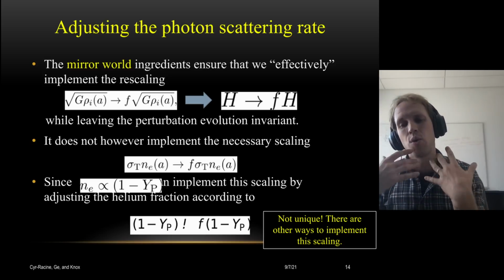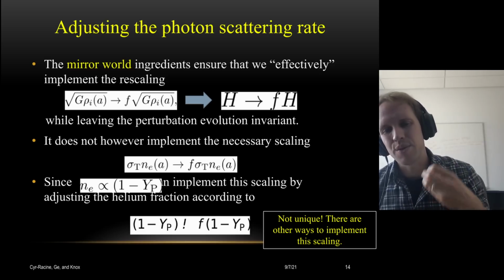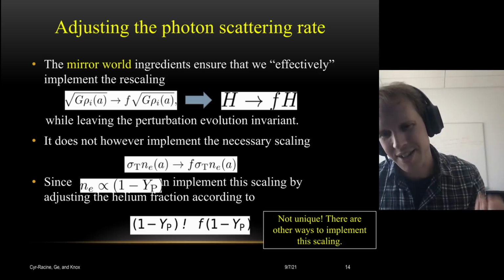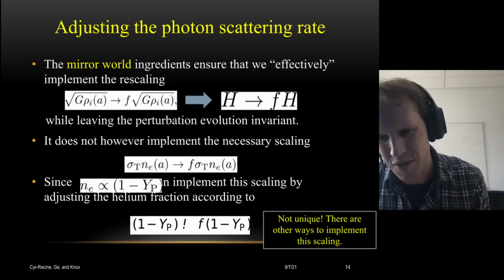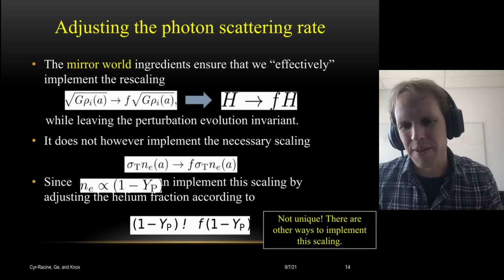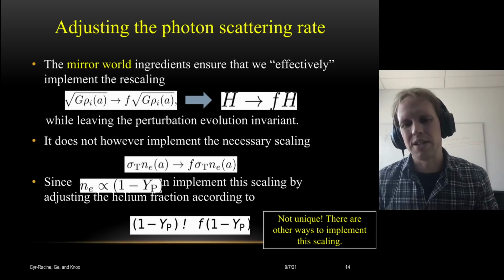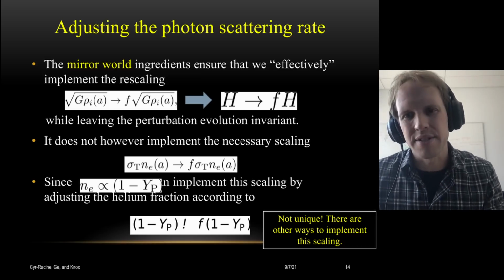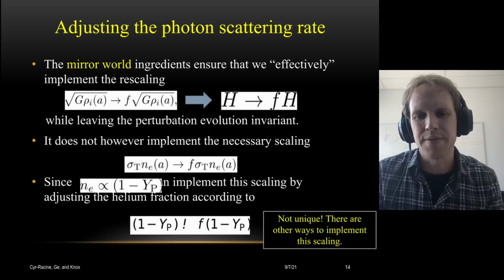Now, I should qualify here that this is not the only way I can do that. There are other ways. We already mentioned, say, changing the electron mass, so a variation in the fine structure constant might be another way, or maybe there's some other kind of dark sector way of doing this. Just for the purpose of this presentation and this paper, this is the simplest thing we could do. Just adjust helium. It's a parameter that's already in all cosmological codes. It was easy for us to do.